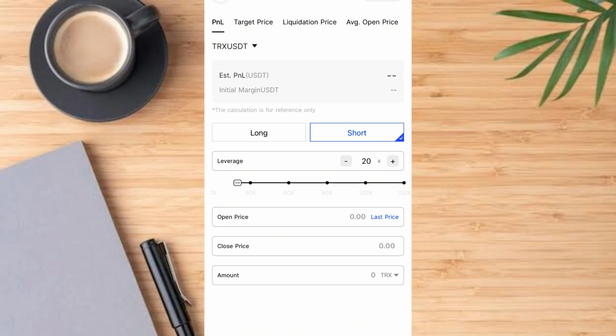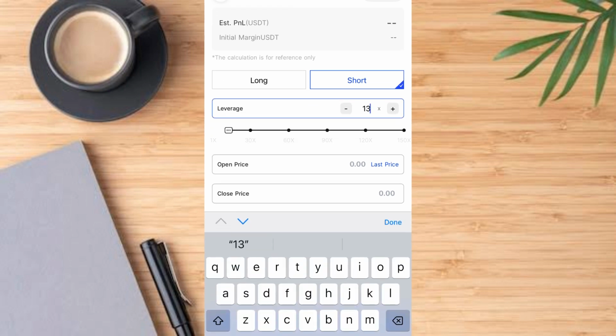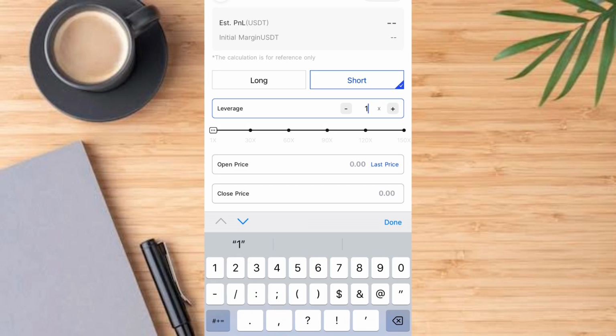Now, I want to use leverage, which I will also explain in detail in this video. Now, the leverage is this. You have to enter the leverage into this place. Maybe you are trading, let's say you are trading, let me put 10x here. 10x is what you are trading.